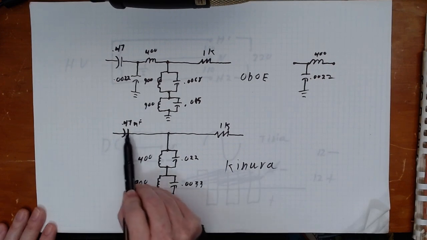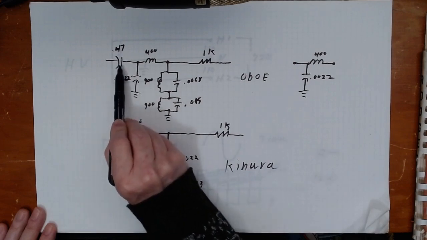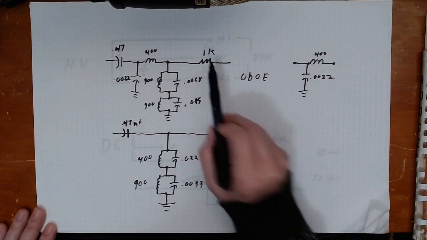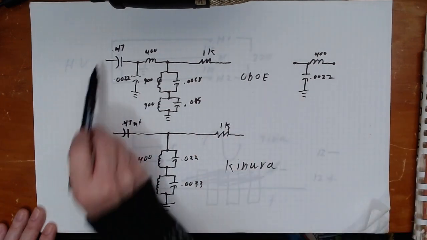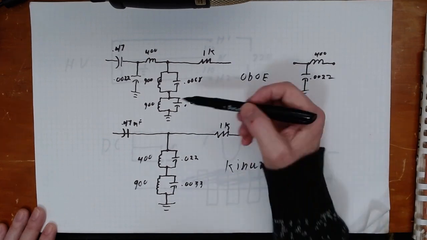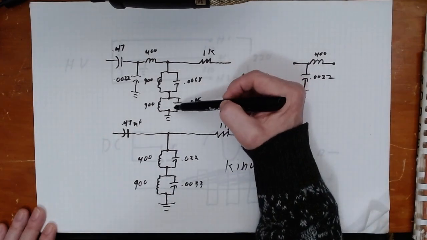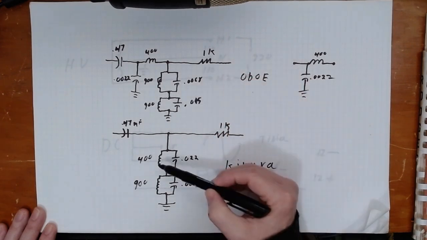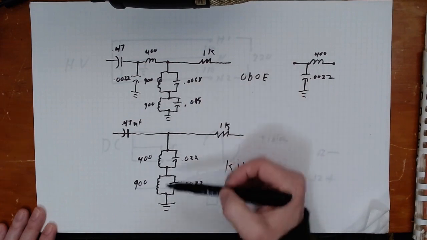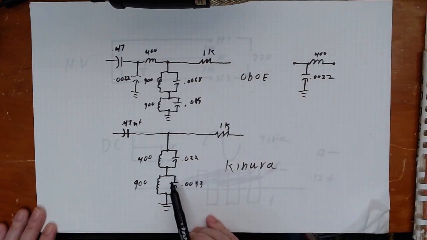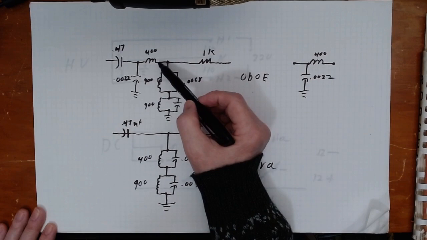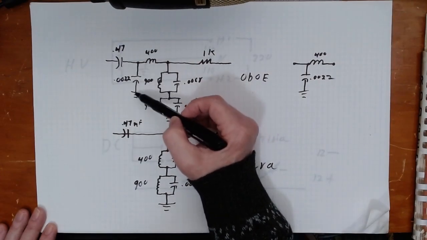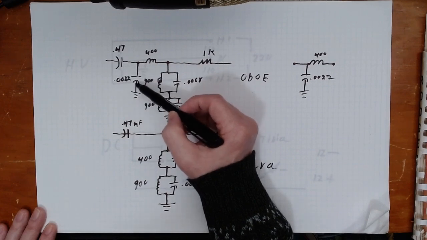0.47 microfarad capacitor, 0.47 microfarad capacitor, 1K resistor, 1K resistor heading on out. Here's our input side, here's our output side. You'll notice that the same branch to ground running both through induction coils and capacitors are present on both filter circuits. However, the values are different. And on the oboe circuit, we have this additional induction coil and branch circuit going to ground with a capacitor in place.